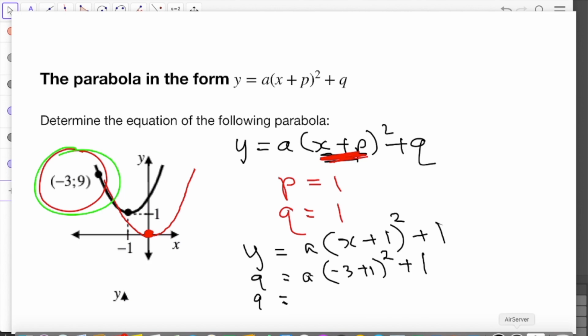That should give us 4a plus 1 if you simplify that. Therefore, a will be equal to 2. So we now know a is equal to 2, which means the equation that we are looking for is given by y is equal to 2(x plus 1) all squared, plus q, which means plus 1.